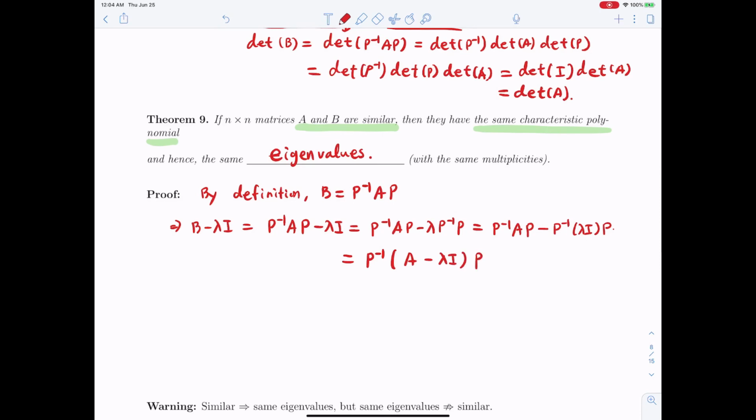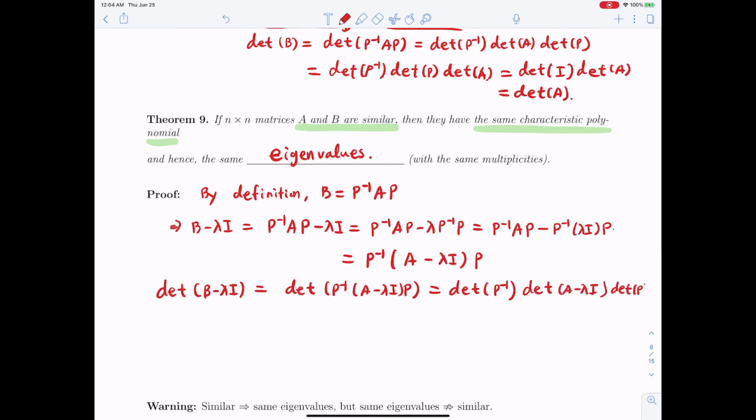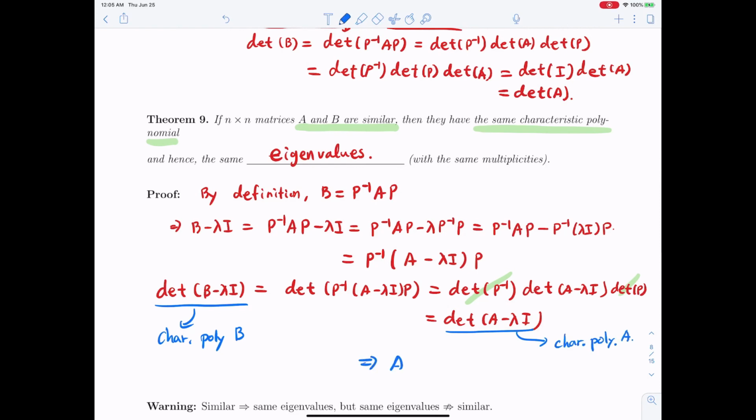If you take the determinant of both sides, then the determinant of B minus lambda I is the same as the determinant of P inverse times A minus lambda I times P. Or in other words, this is the same as the determinant of P inverse times the determinant of A minus lambda I times the determinant of P. Or we can cancel out these two as above. That gives you the determinant of A minus lambda I. So here, the left-hand side is the characteristic polynomial of the matrix B, and the right-hand side is the characteristic polynomial for the matrix A. So for this reason, A and B have the same eigenvalues.